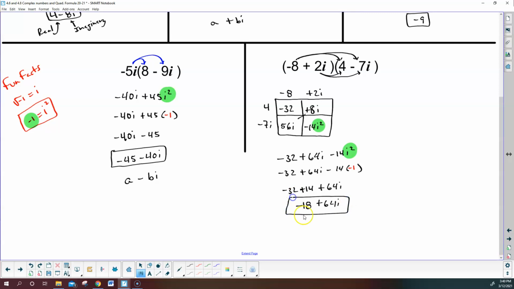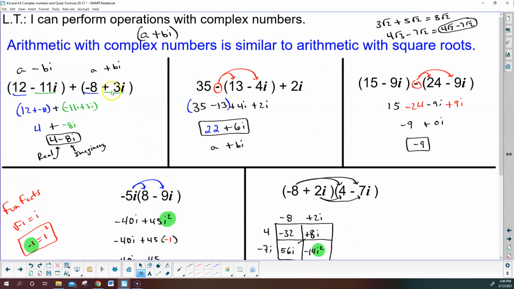And look at my answer. It is in the complex form, a plus bi, real portion plus the imaginary. All right, so notice when you multiply, i squareds could come up, and you have to remember your fun fact. When you add, you're just combining like terms, real with real, imaginary with imaginary.